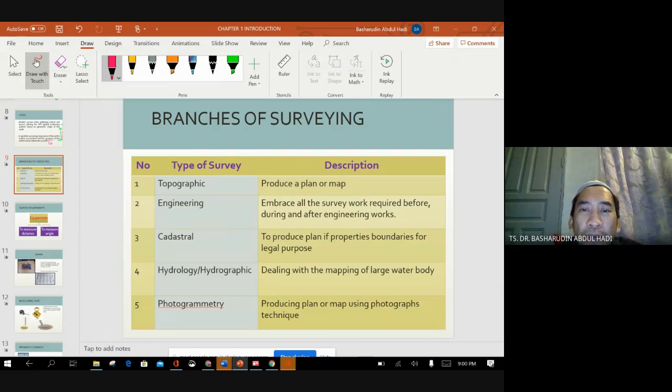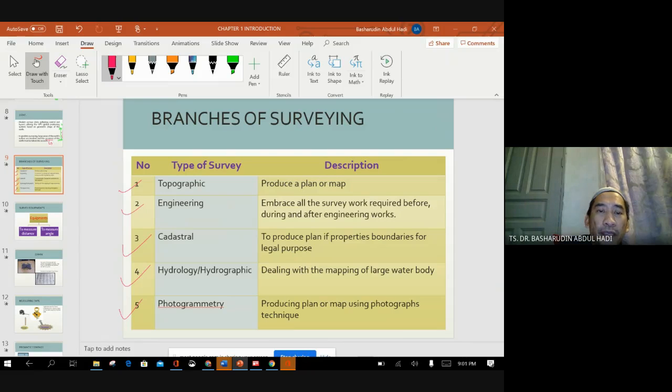Okay, branches of surveying. That means actually you are going to number 2, engineering survey, and then sometimes you are also involved with topographical, sometimes with cadastral, sometimes with hydrology, sometimes with photogrammetry, and so on and so on. So topography is to produce a plan or map. So what we try to do is produce a plan or map of the contour in front of Pusat Islam UiTM Pulau Pinang.